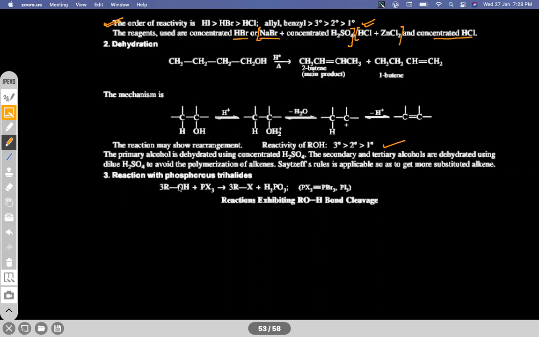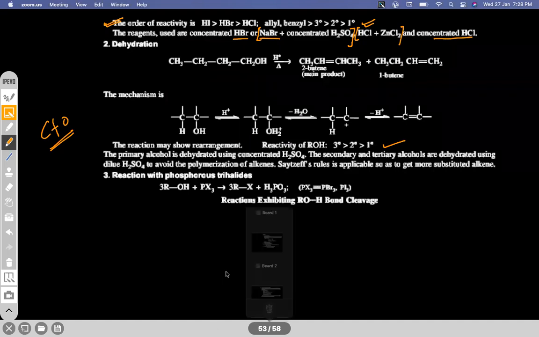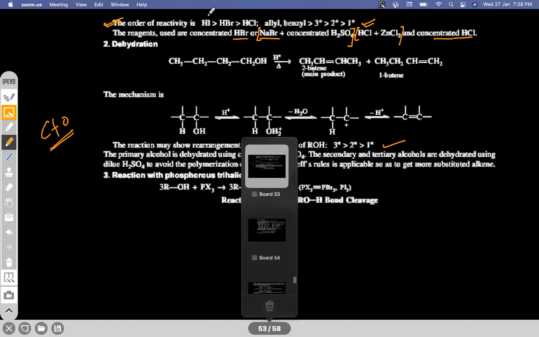Next reaction is with phosphorus trihalide. Phosphorus trihalides give you RX and H3PO3. These are the three reactions we have in which the carbon-oxygen bond breaks. What are those three? The first one is ROH plus HX, formation of RX. Second one is dehydration. Third one is reaction with PCl3, PX3. Now the reaction which shows dissociation of the O-H bond, in which the alcohol is behaving as an acid.